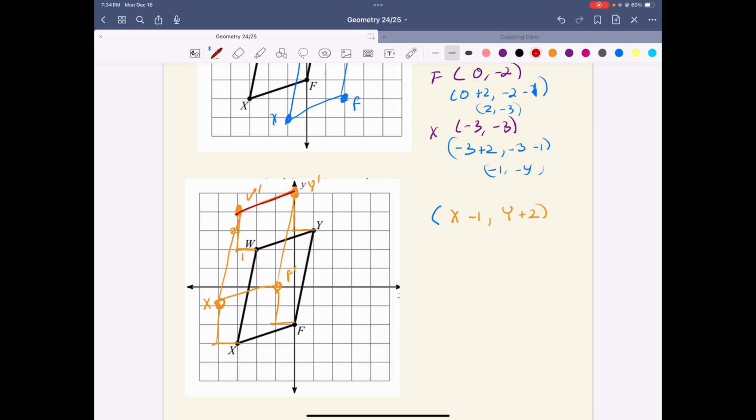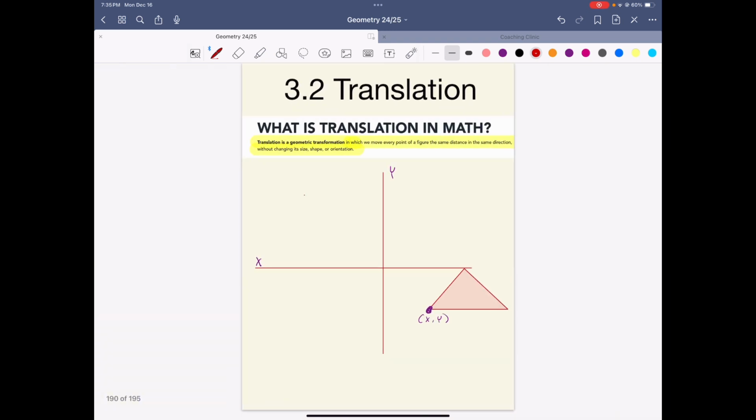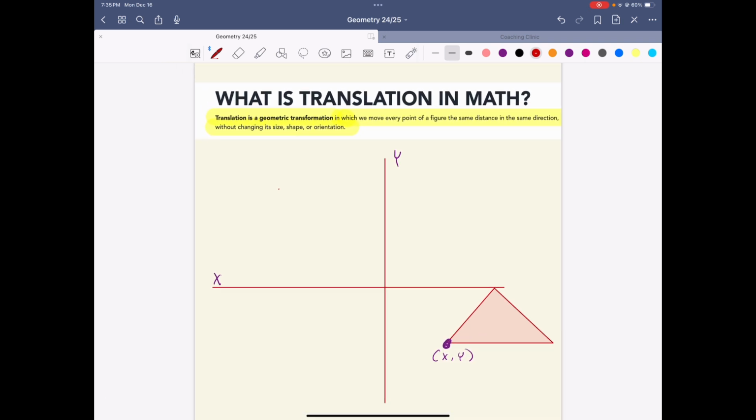All right, so that is transformations. This is what you're going to do in your assignment today. Do the best you can. Remember, a translation is just the sliding and the shifting of an object.